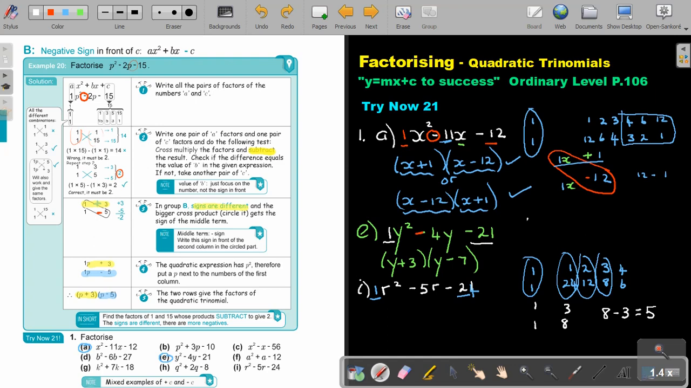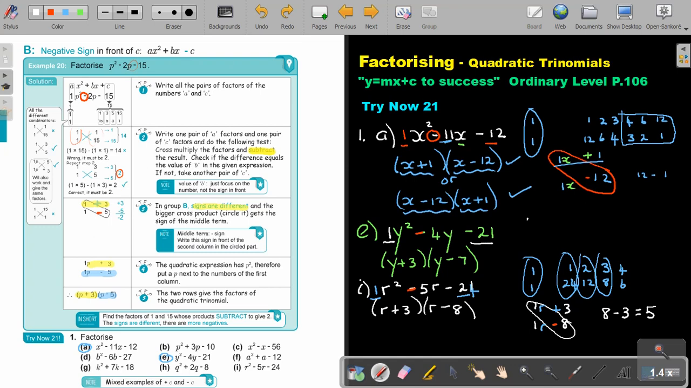And then the biggest cross product, can you still see this is the biggest cross product? It's going to get that sign. And again, it's a negative. I will give you now one with a positive. Okay, so negative, and if this is negative, this one is the opposite. The opposite is positive. And this is r squared, r, so it will just be r, r. And if I then write it in brackets, it's going to be r plus 3 and r minus 8. And that's going to be my final answer.